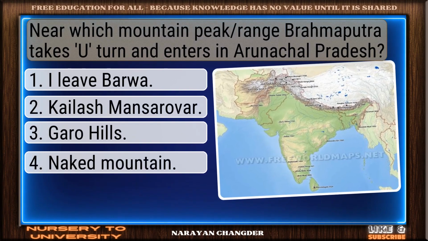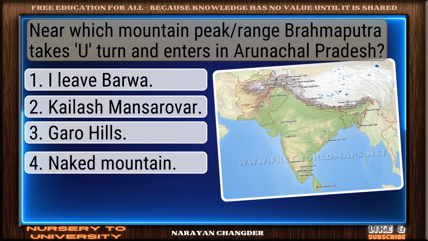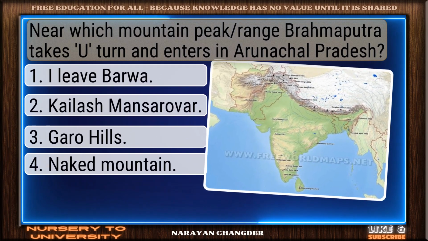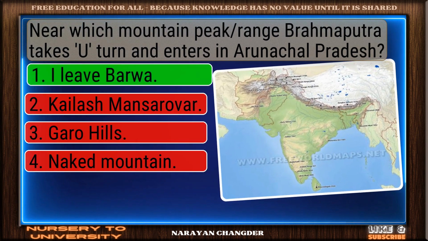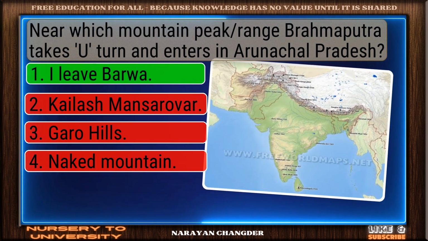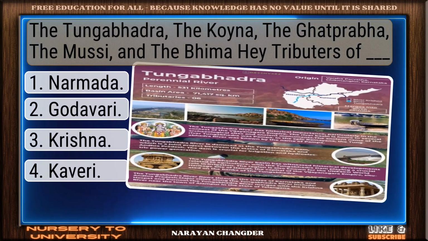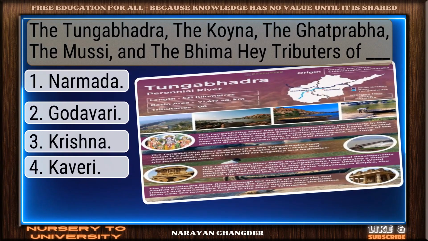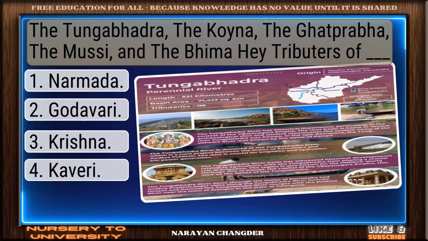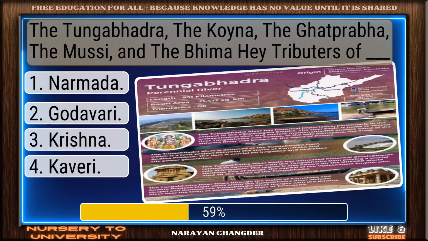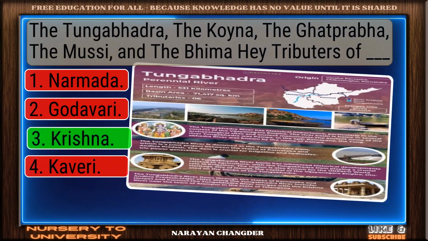Question number 37. Near which mountain peak range does the Brahmaputra take a turn and enter Arunachal Pradesh? Bravo. Namcha Barwa is the answer. Question number 38. The Tungabhadra, the Koyna, the Ghataprabha, the Musi, and the Bhima are tributaries of dash. Well reasoned. Krishna is the correct choice.